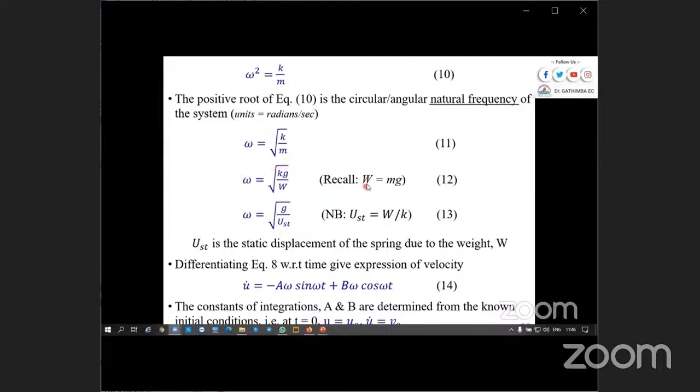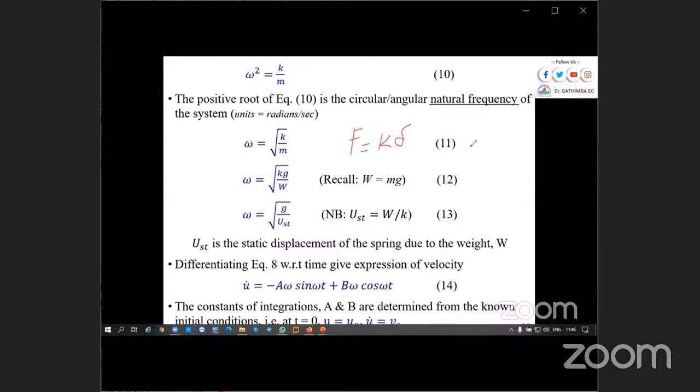Because we already know that weight is equal to mass times acceleration due to gravity, that gives equation 12. And at the same time, from this expression, F is equal to K times displacement, from Hooke's law.